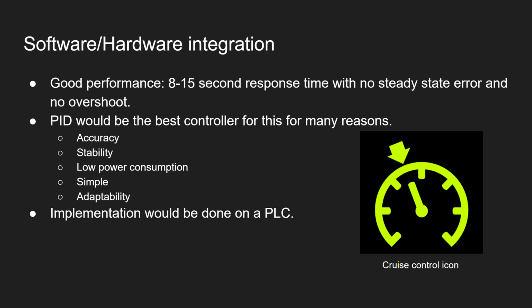And the reason for no steady state error is we don't want it to have to oscillate at that value, going either under or over, first of all for gas consumption, as well as the feeling for the user while they're in the car. And no overshoot, as you don't want to go to 65 miles per hour when you're trying to just hit 60 and that's it.